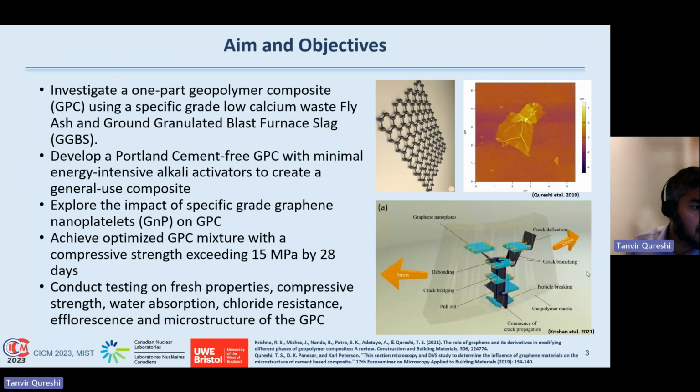The objective is also to explore the impact of the specific grade graphene nanoplatelet, GNP, on the geopolymer composite systems and achieve an optimized GPC mixture with a compressive strength exceeding 15 megapascals in 28 days. The objective will be fulfilled by conducting tests such as fresh properties, compressive strength, water absorption, chloride resistance, efflorescence, and microstructure of the GPC.